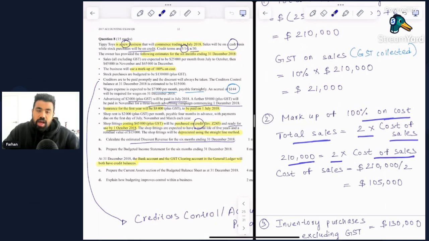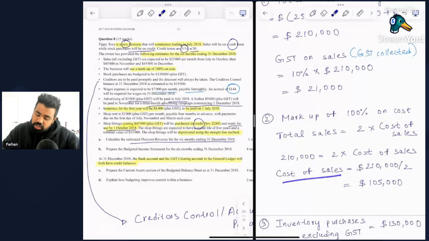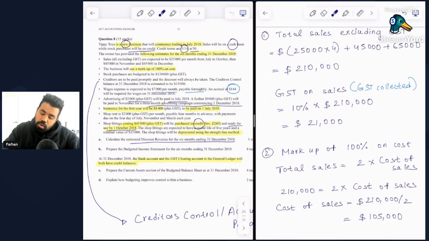If I use algebra and make cost of goods sold the subject, then I can simply divide the total sales of $210,000 by 2, and you should get $105,000 as the cost of goods sold. So a markup of 100% on cost basically means that sales is double the amount of cost of goods sold. You can see the total sales excluding GST is $210,000 and the cost of goods sold is $105,000.